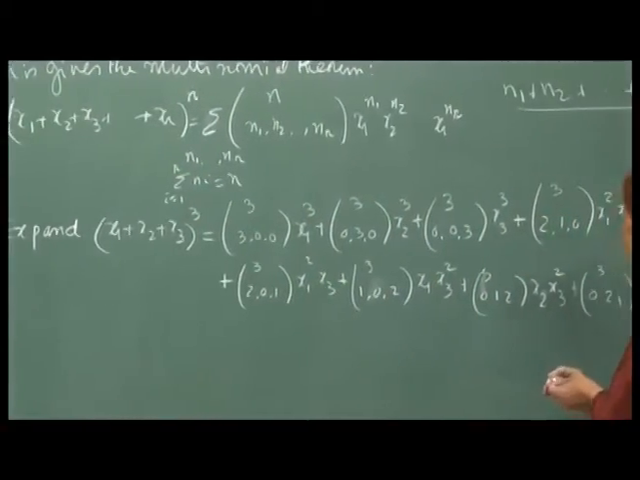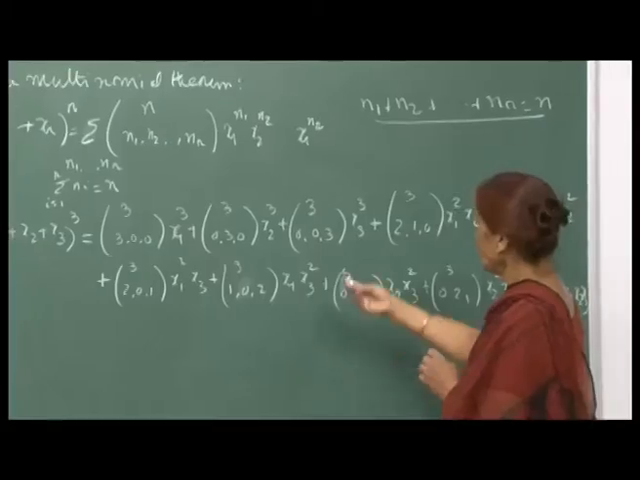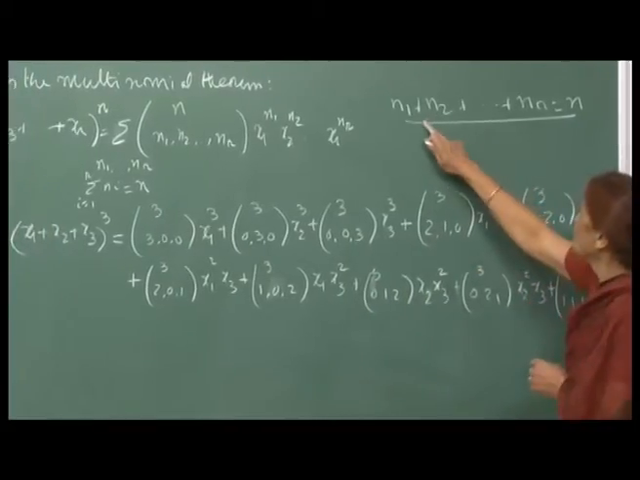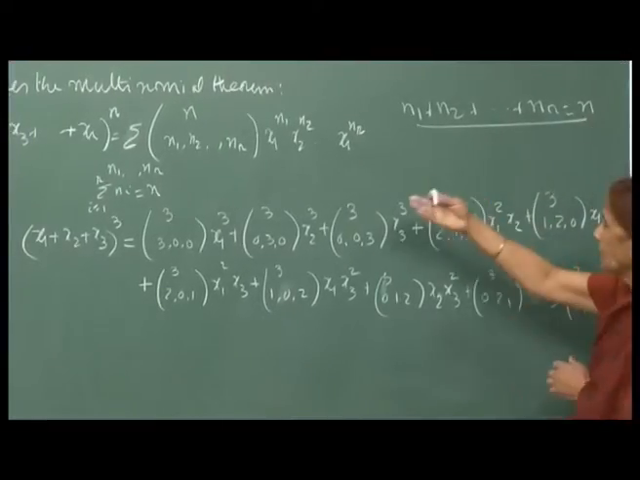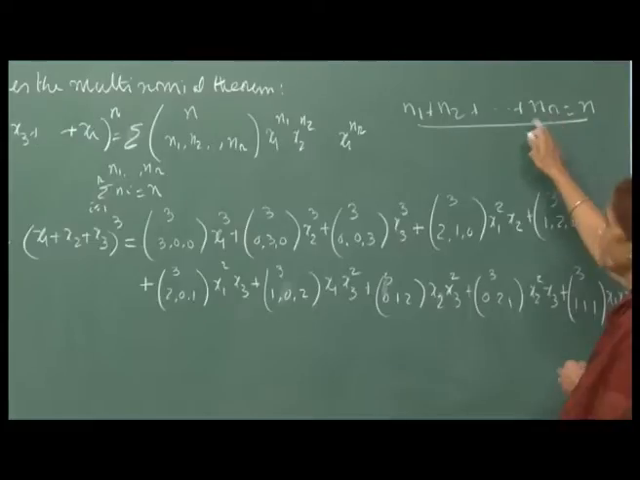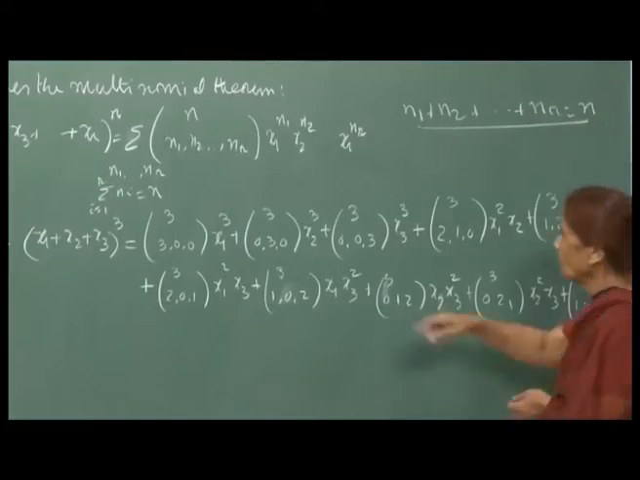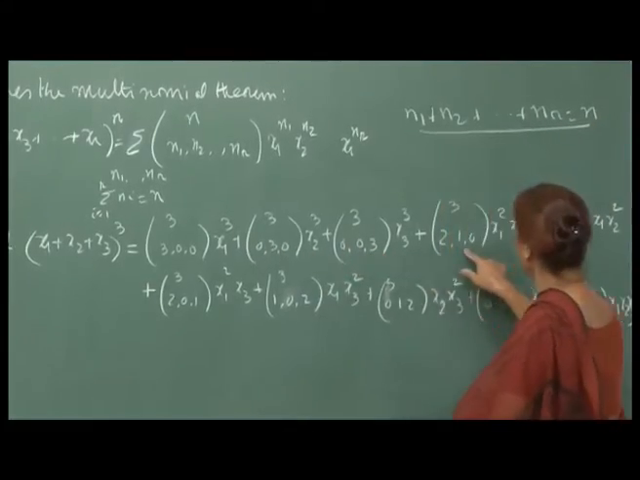And so, you can see the way I can choose my numbers n1, n2, nr such that they add up to n. In the case when your r is 3 and your n is also 3, these numbers must add up to 3.